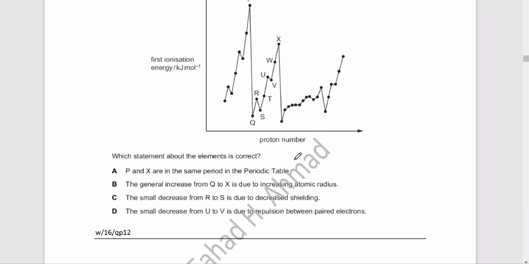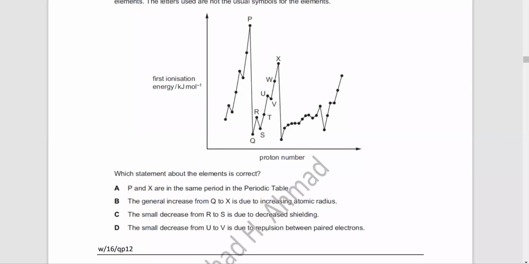So the question is, the first one is P and X are in the same period of the periodic table. This is one period. This is group one, group two, then there's a dip at group three, then four, five, six, there's going to be a dip, seven and eight. So P and X are definitely in different periods. That's a period lower than the first period. So the first statement is definitely incorrect. Option A is incorrect.